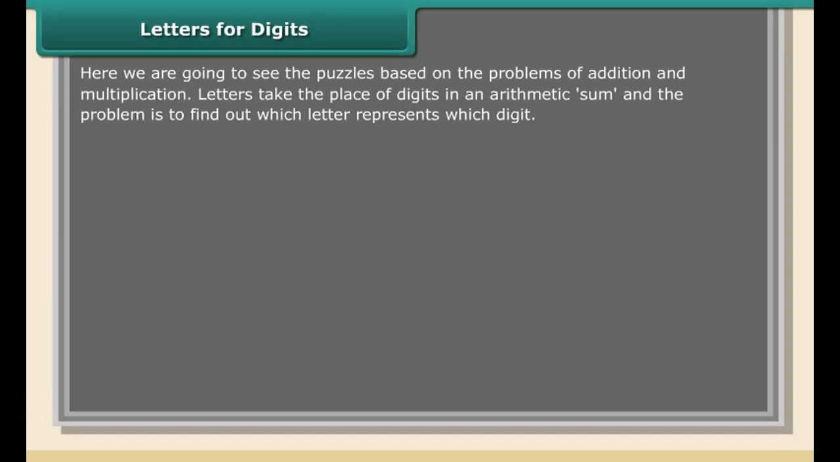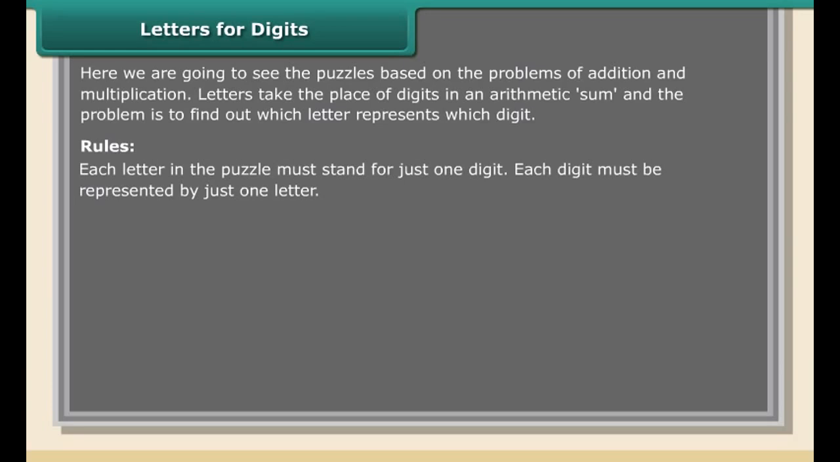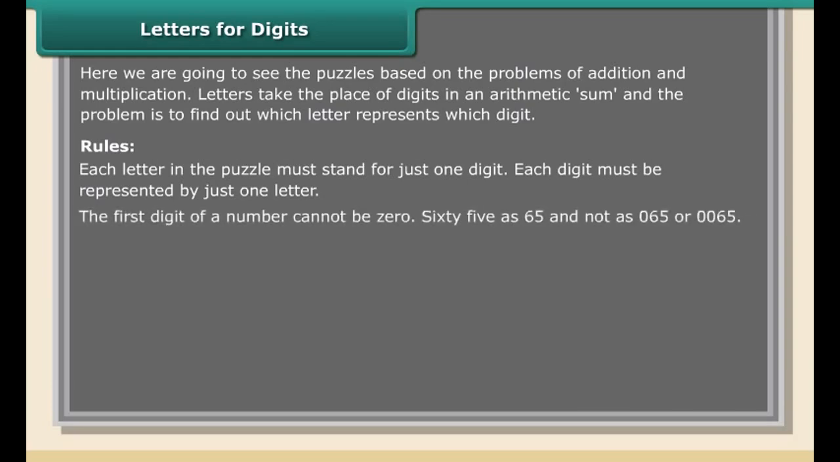Here we are going to use puzzles based on the problems of addition and multiplication. Let us take letters in place of digits in an arithmetic sum, and the problem is to find out which letter represents which digit. Rules. Each letter in the puzzle must stand for just one digit. Each digit must be represented by just one letter. The first digit of a number cannot be 0. We write 65 as 65 and not as 065 or 0065.